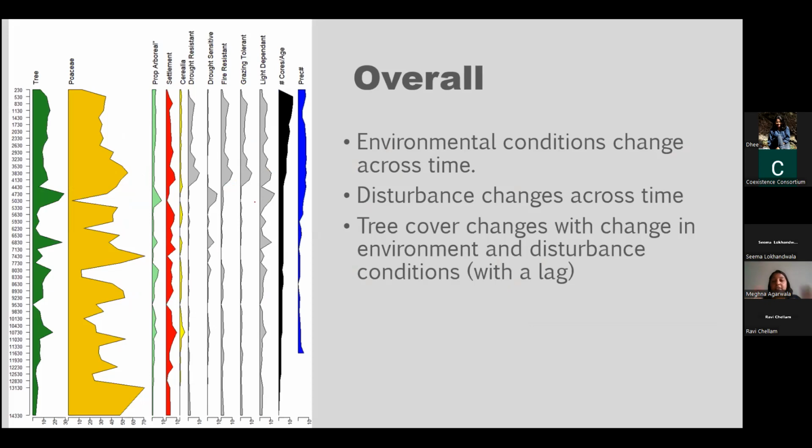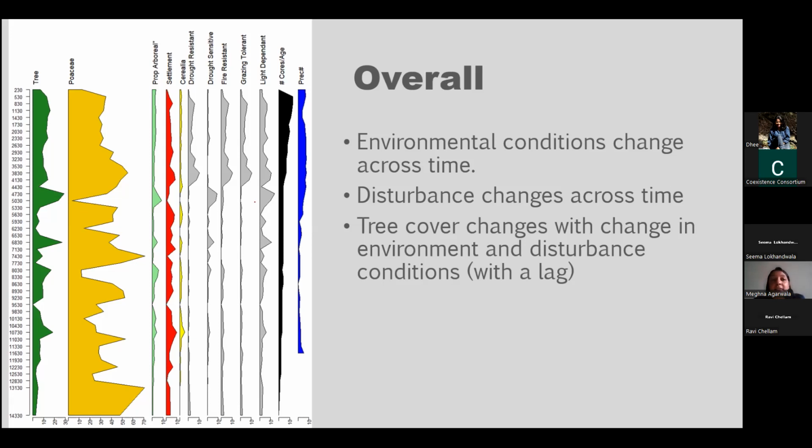So overall, this is just a typical paleo map. We can see that the environmental conditions are changing across time. So if you look at the blue figure, you can see that the precipitation is, sorry, increasing with time. So below is 13,000 years ago, and as we move up, it's more current. So you can see precipitation increasing across time, and there's some variation there.